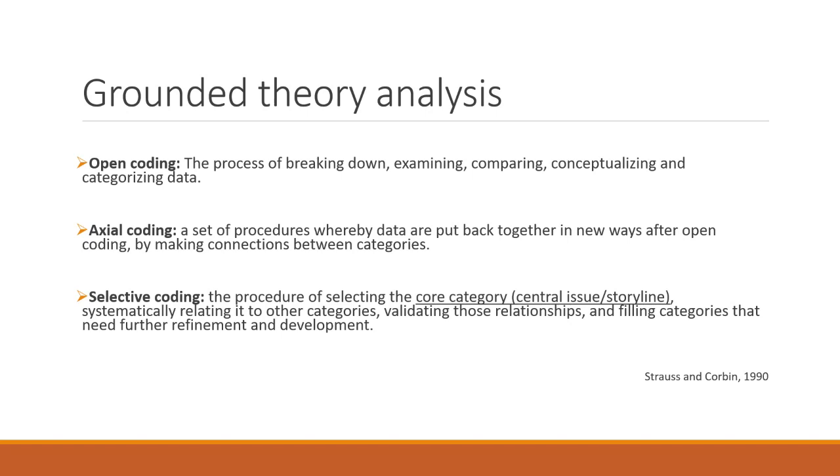And then selective coding, the procedure of selecting the core category. So the central issue, the storyline. I have these 10 codes, and I'm grouping them together. After putting them together, I'm looking at them and I'm saying, okay, what is the story that this is telling me? What is this about? That phrase that comes out for you, that story that comes out for you, that is your central issue, right? So that becomes the core category, which as we go on, you'll see becomes your theme, right?